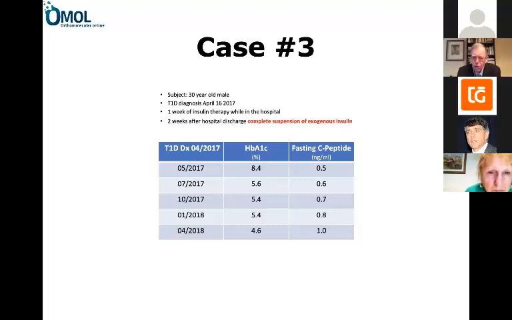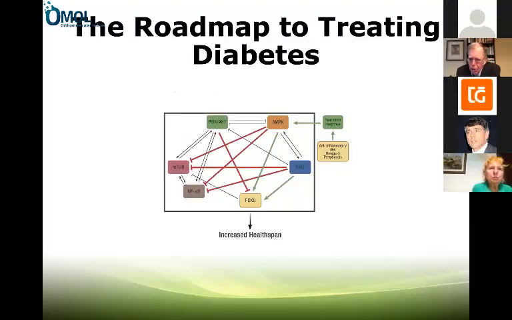So we're now doing a very large study at the University of Miami, looking for replication of these results, in both adults and children. The question is, how can you achieve such remarkable results? You have to go inside the cell and begin to understand the complexity of metabolism.